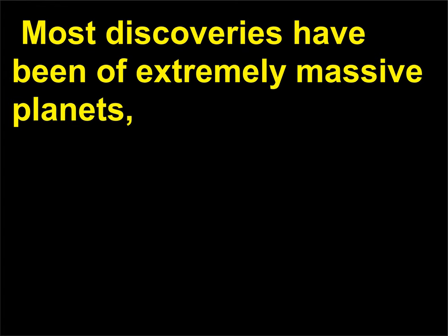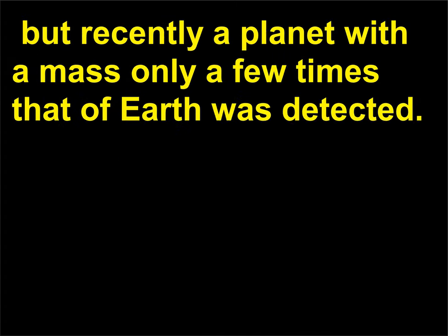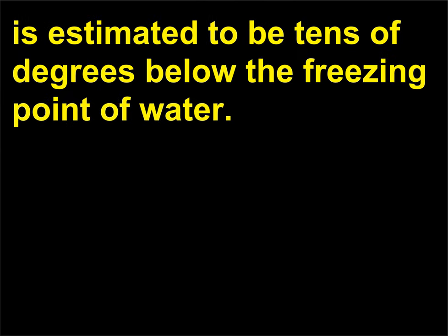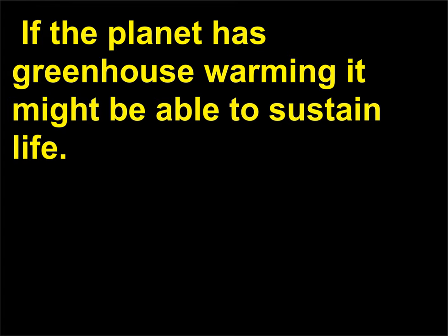Most discoveries have been of extremely massive planets. But recently, a planet with a mass only a few times that of Earth was detected. It is close to a dim reddish star and the temperature of its surface is estimated to be tens of degrees below the freezing point of water. If the planet has greenhouse warming, it might be able to sustain life.